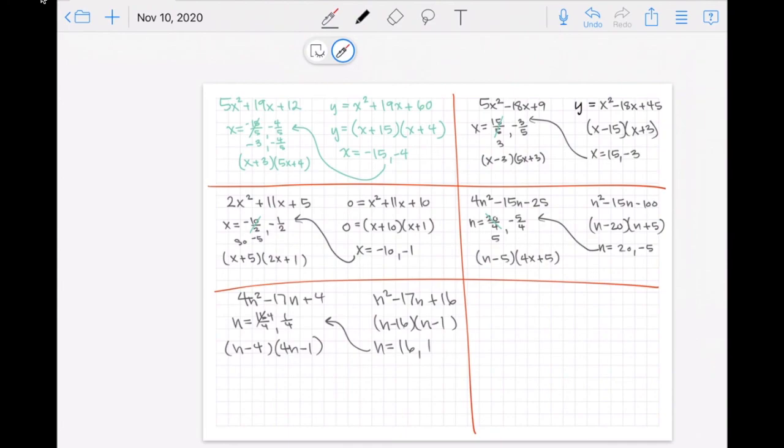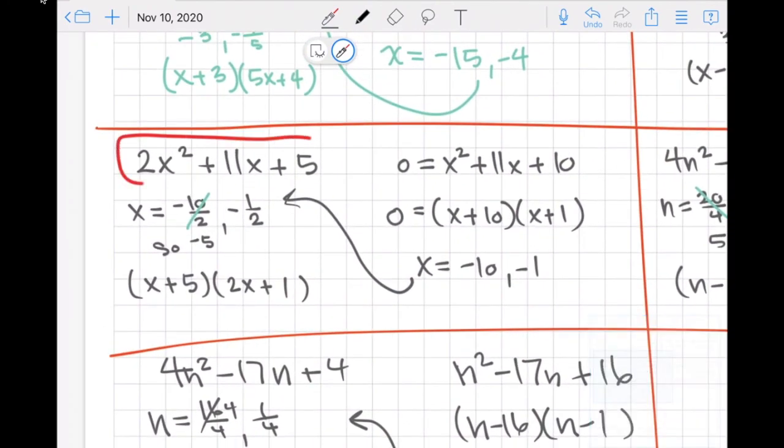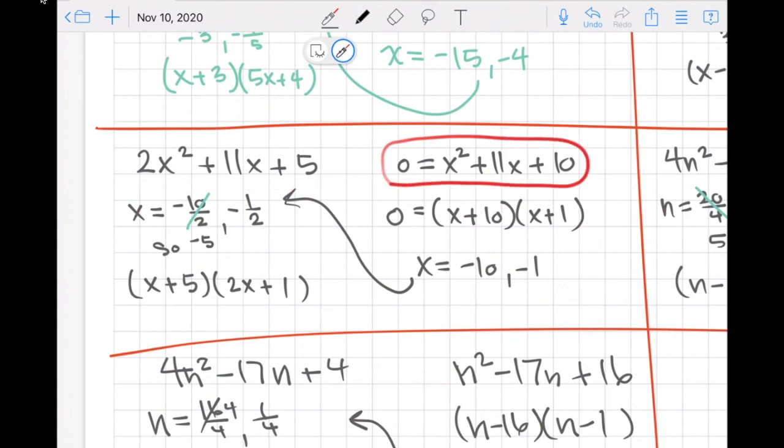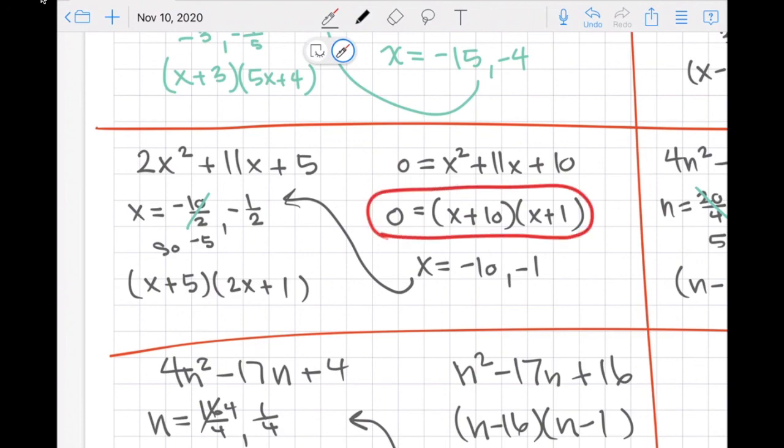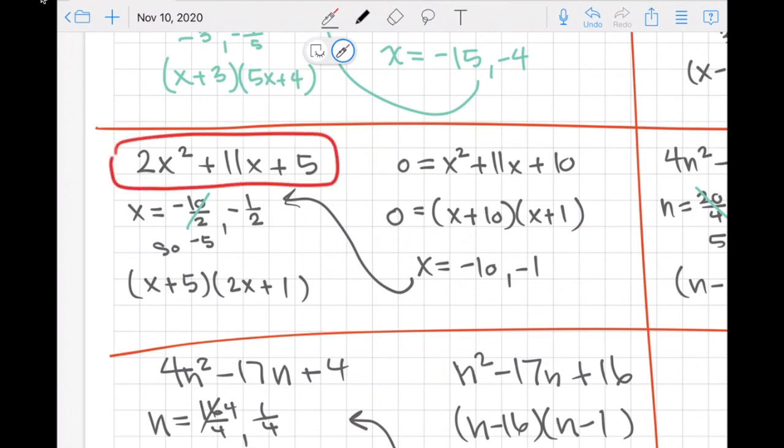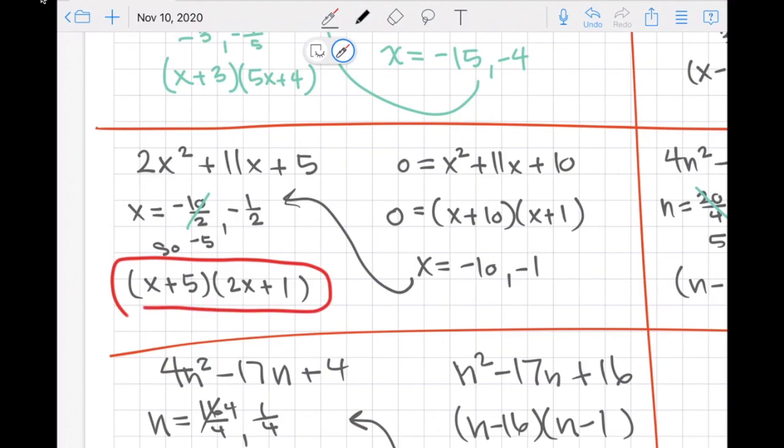Okay, this one, here's our original trinomial. We're going to multiply 2 and 5 to get this related function, or I took it a step further and replaced the y with 0 to get the equation. Here's our factors. So these are our solutions. The solutions of this one will be half of the other. So instead of -10, it's going to be -10/2, which is -5. Instead of -1, it's going to be -1/2. And now that we know the solutions, we can back up and find the factors.